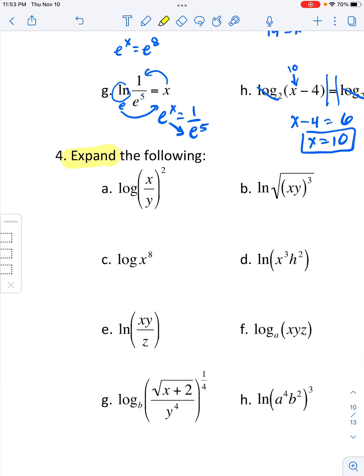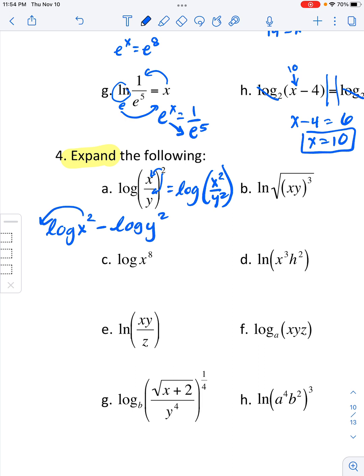All right, this verb is expand. So I need to know these properties, and this gets tested in a variety of ways. So really think through what you're doing and why. All right, so here, first thing I have is this square. The rules of power say that would distribute to both. So you can think of this as the log of x squared over y squared. And those are put together by division, so I separate them through subtraction.